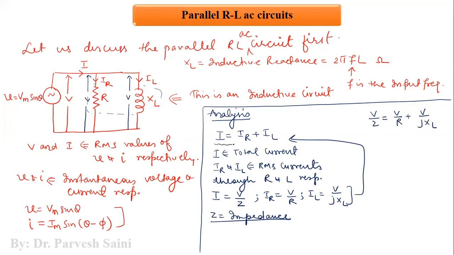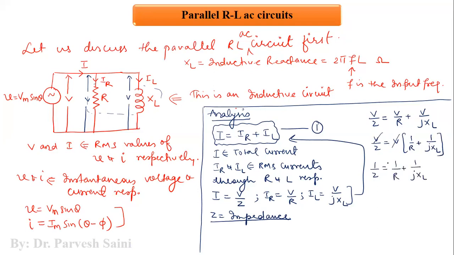The first thing that we understood is how to find out the current. So the total current can be obtained by adding the currents in each branch. It is a phasor sum of the currents in each branch. Now if we substitute the values in this equation, so this is for example equation number 1, and taking V common, we have V by Z is equal to V times 1 by R plus 1 by JXL. So V and V cancel out. So we have 1 by Z is equal to 1 by R plus 1 by JXL. So this is, for example, our equation number 2.